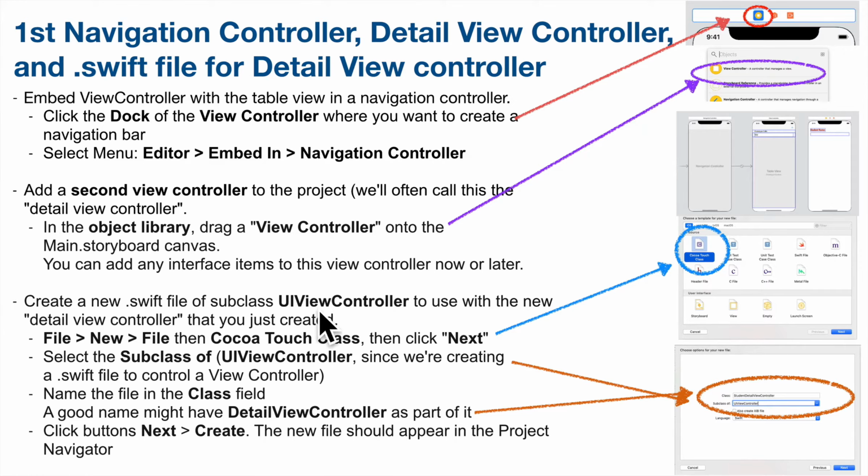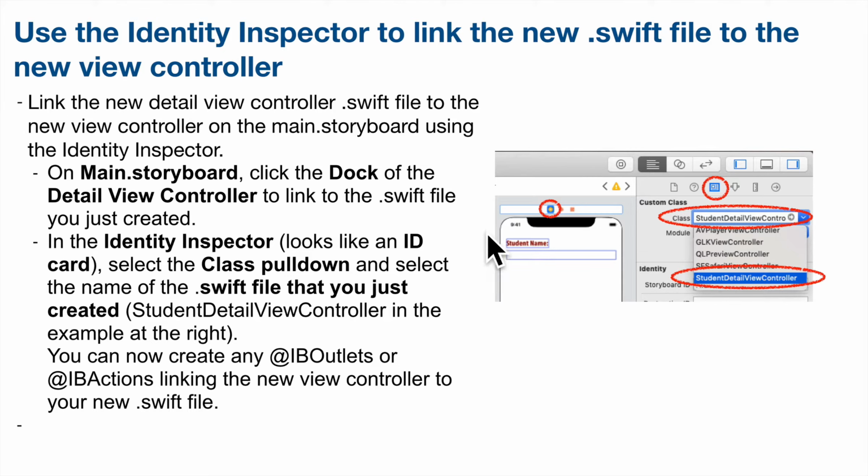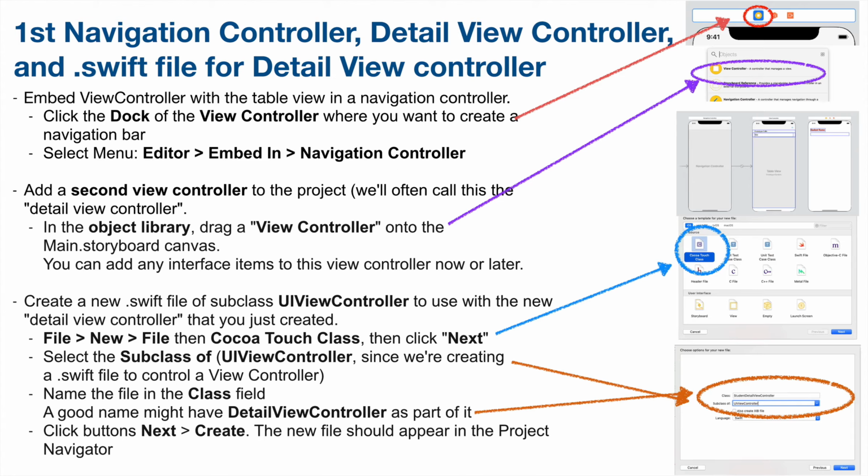We do this by creating a new Cocoa Touch class, which is a subclass of UIViewController. We'll give it a name and save it. And then we need to use the identity inspector to click on our new file and make sure that it's selected as the new class name. Now we're going to call this StudentDetailViewController. So let's go ahead and get this done now.